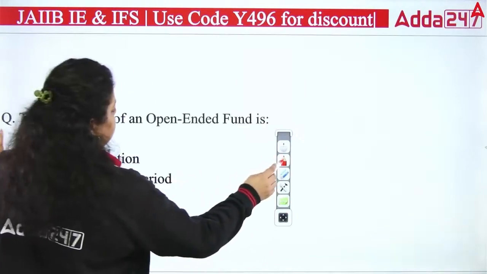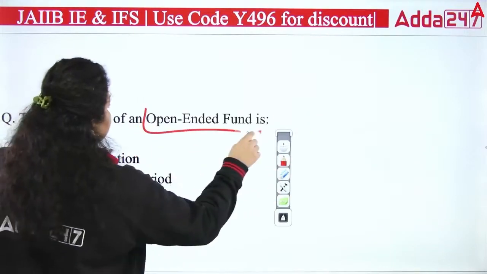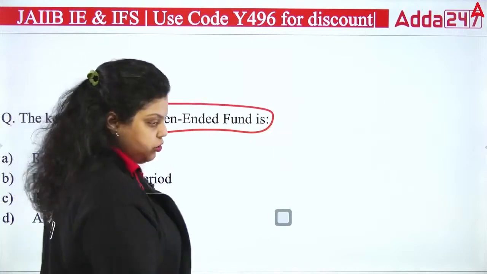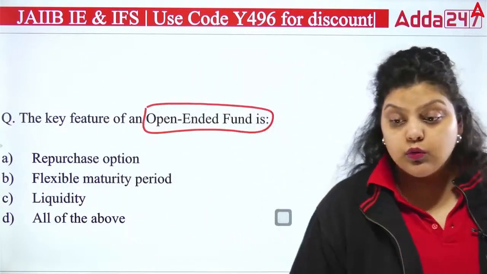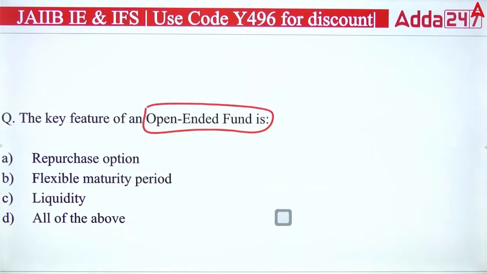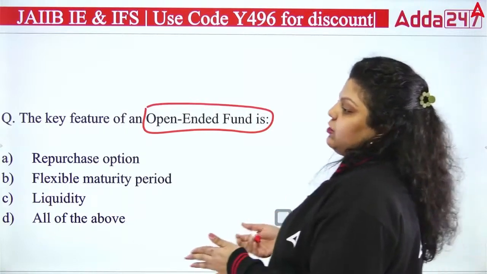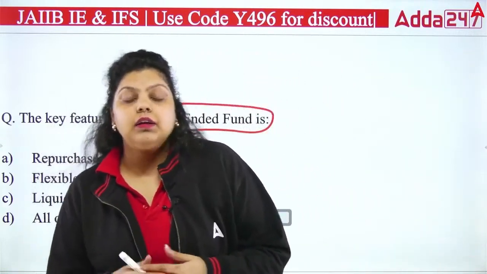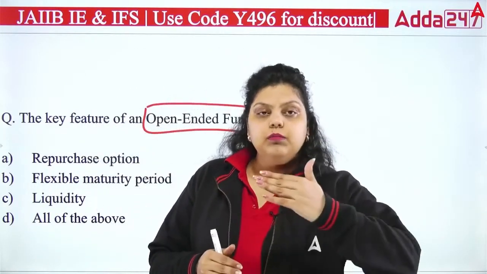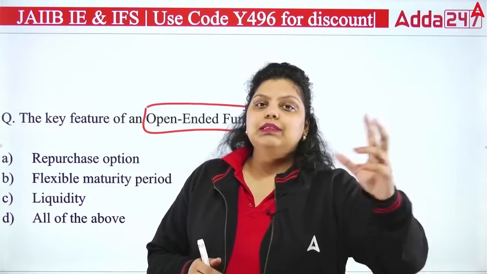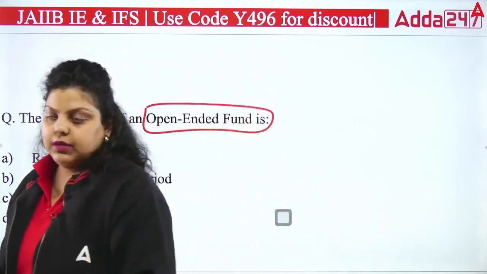Okay, next, the key feature of open-ended fund. So this is a part of mutual funds. Mutual funds have two types of funds available on the basis of maturity: one is open-ended and one is close-ended. As the name suggests, open-ended means there is no fixed maturity period. Whenever you want, you can enter. Whenever you want, you can leave. But in close-ended, obviously there will be a maturity period. Like at that time you can enter the plan, and after certain years you can leave the plan. Obviously, there will be a maturity.